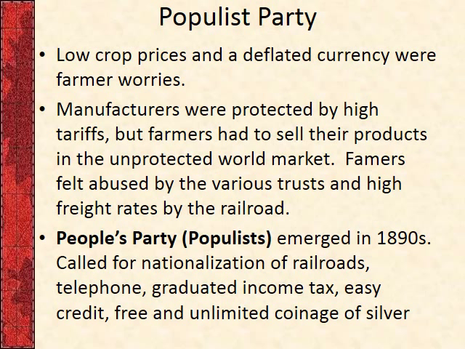They would provide easy credit and kind of co-ops where farmers would just store their crops until the marketplace was high. So in other words, they would create an artificial demand for it really, and then sell the crops at the higher price. And the biggest thing probably is that they wanted free and unlimited coinage of silver.